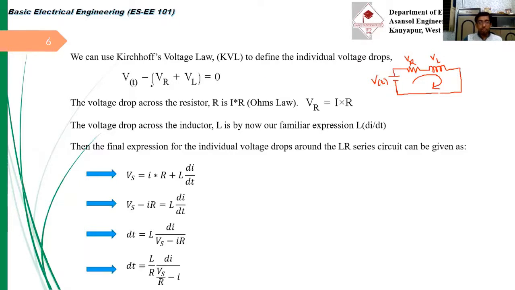So Vt minus Vr plus VL equals 0. According to Ohm's law, when current flows through this resistance, the VR will be developed. This value is VR equals I into R. The voltage drop across the inductor is our familiar expression L di/dt. Now the final expression for this voltage drop is Vs equals IR plus L di/dt.